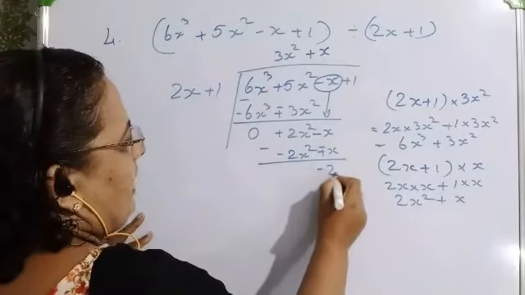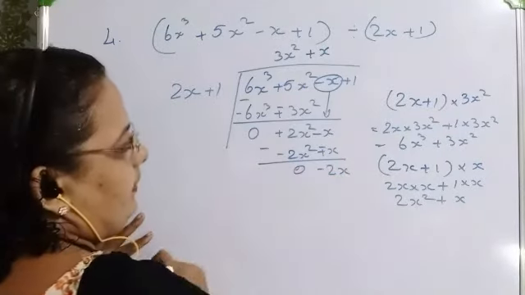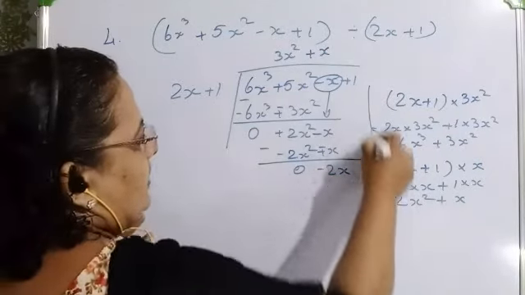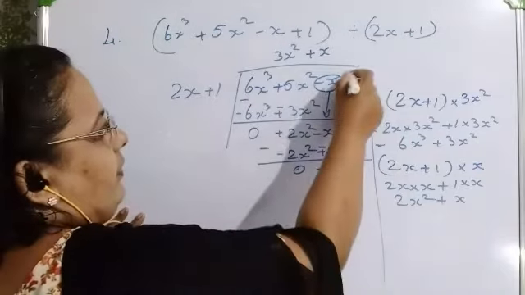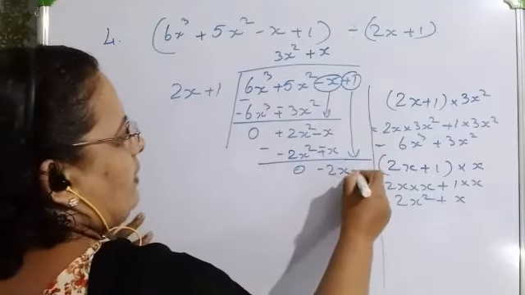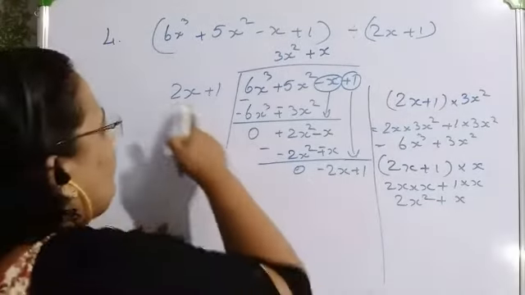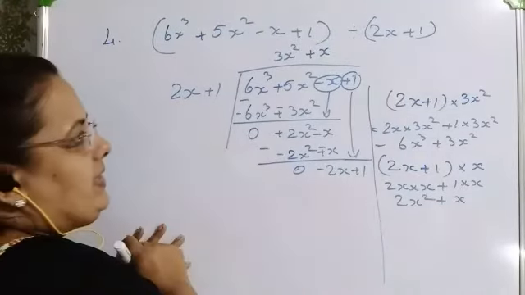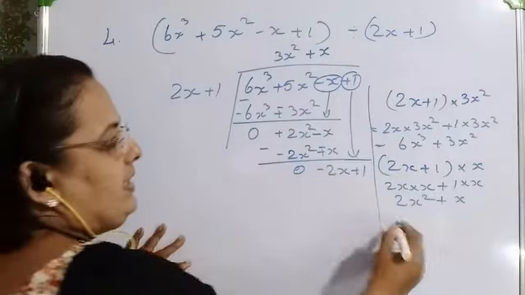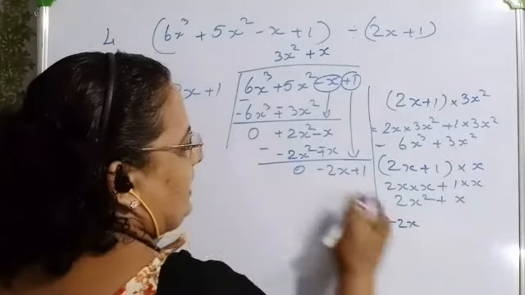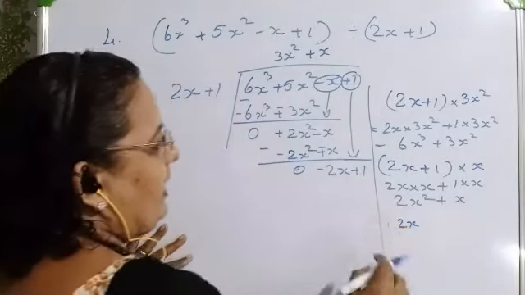So here it is minus 2x, this is 0. Now the next one, what you have to do? You have to bring this plus 1 down. So plus 1. Is it clear? Now with what you have to multiply this 2x to remove this 2x? It is negative 2x, right? So make it into negative.